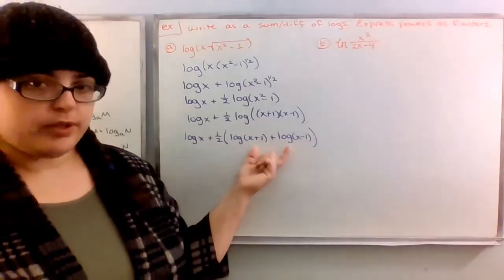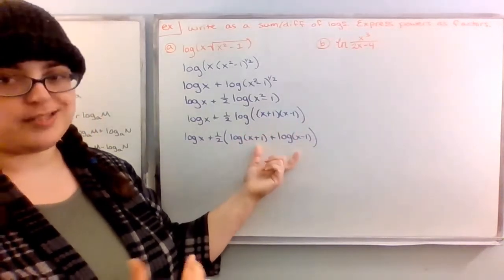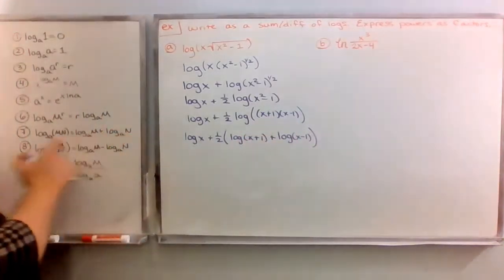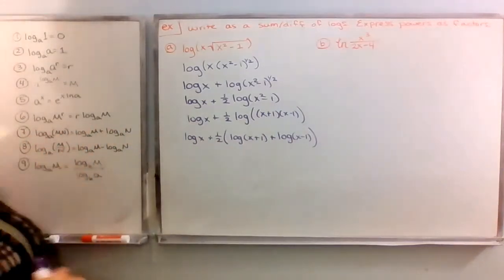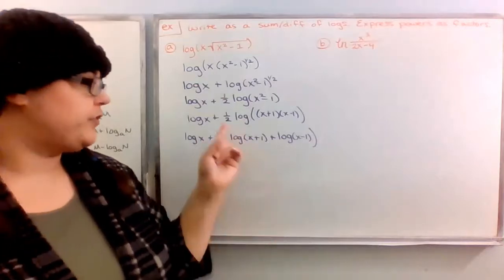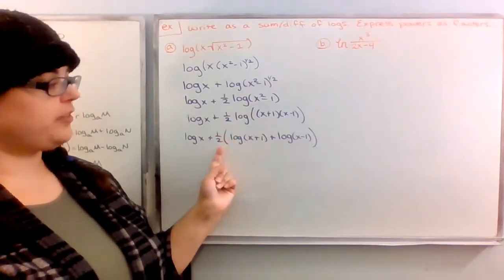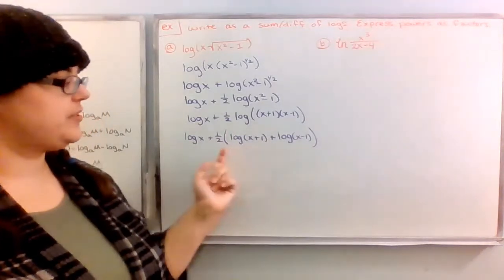Again, the property that we're using here, when you have a product on the inside and you want to split it into a sum on the outside, is property 7. It's the same property we used at the very beginning. We do have to be careful because there's a 1/2 in front of the whole thing, so we have to make sure that 1/2 stays in front of those things.